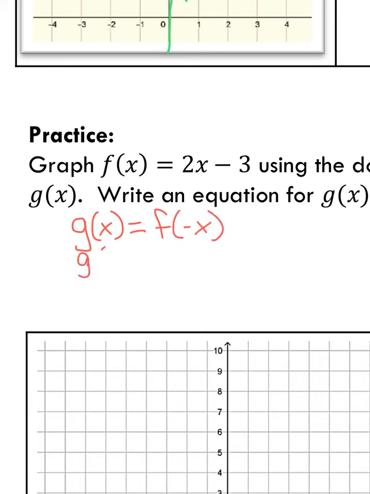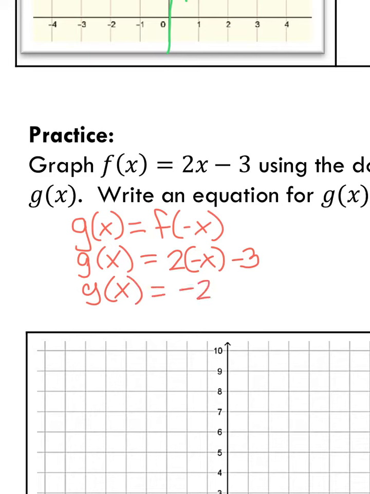So I've got g of x, and anywhere I see my x here in my function, my pre-image function, anywhere I see that x, I'm going to change that to its opposite. So I have 2 times negative x minus 3. So g of x equals negative 2x minus 3.